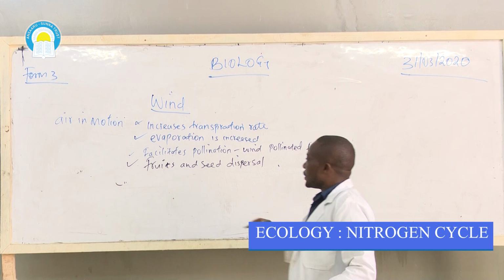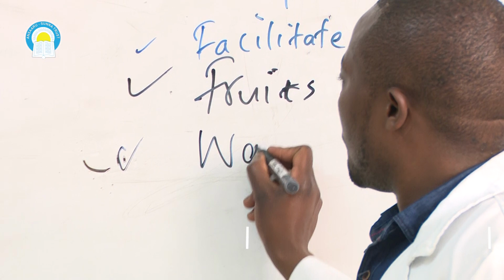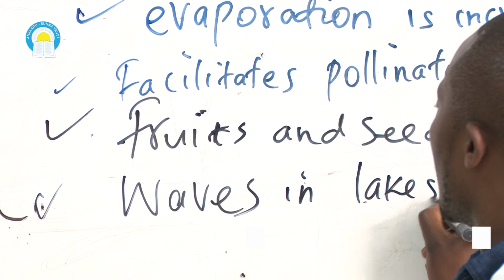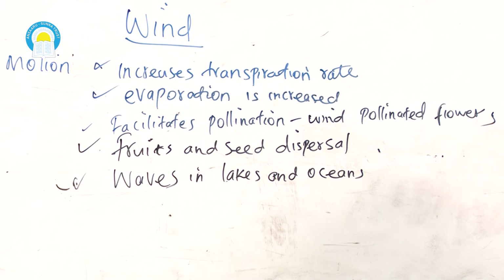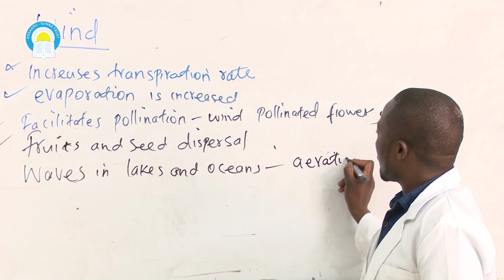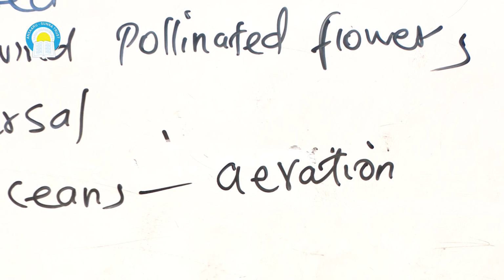Wind leads to waves in lakes and oceans. And when we have these waves, it leads to what we call aeration. Aeration means the free circulation of gases, free circulation of air in the water bodies, which is an advantage to aquatic living organisms.